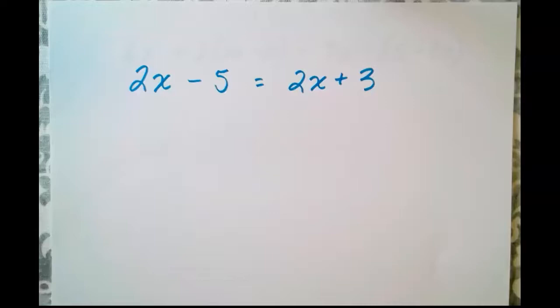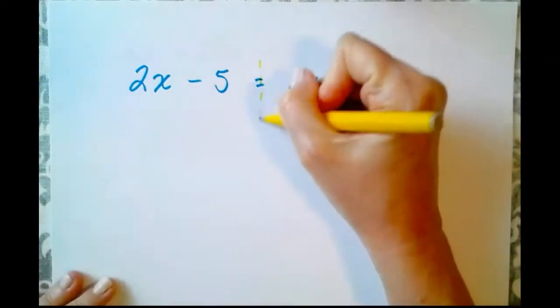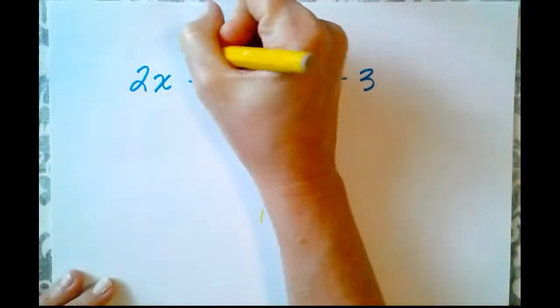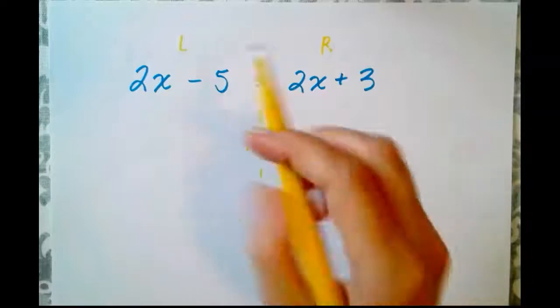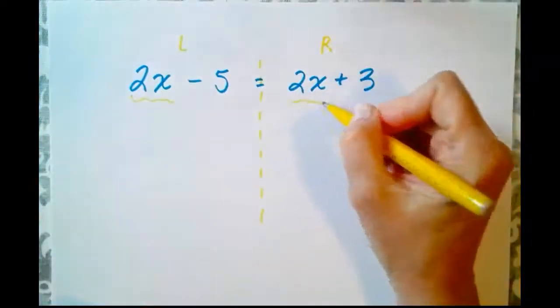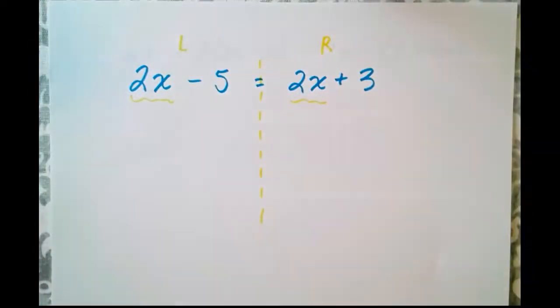Is there a possibility that one side of the equation possibly weighs more than the other side? So if we consider the left side and the right side of this equation, can you look at it and ask and answer the question, which side weighs more? Well, both sides have a 2x on them. So what if we were to get rid of the 2x?